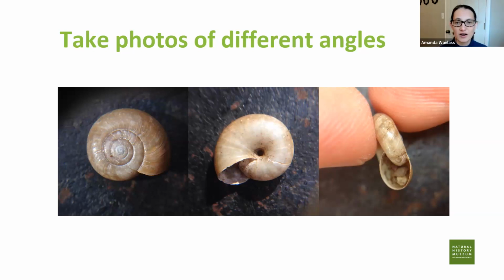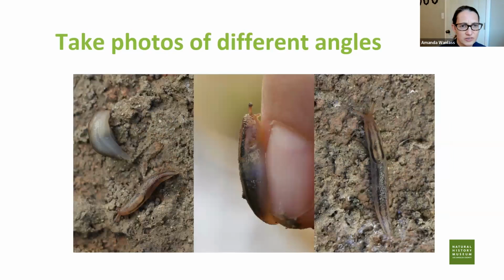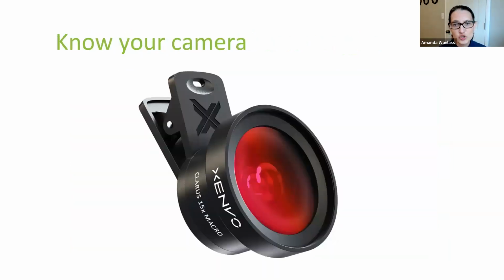Because people that are helping you come up with an ID or corroborating your ID only have the photo to go on. They don't have the benefit that you would have had of seeing it in person. So you have to make sure that you take pictures of all of the relevant features so that you can make a positive ID of something. Again, here's another example of taking photos from different angles. You've got the bottom of the slug, the side, you get the top there. It also pays to know your camera, to be familiar with your camera.